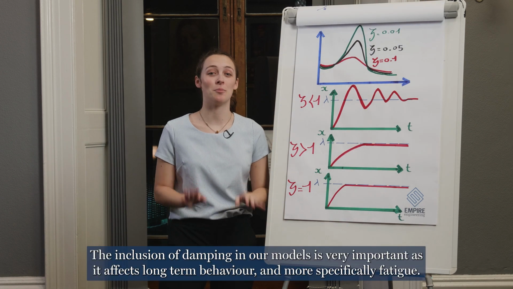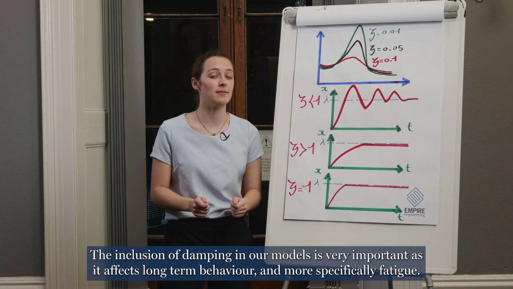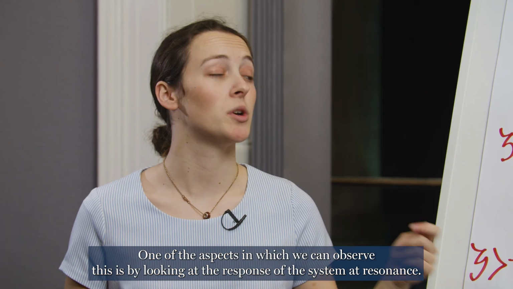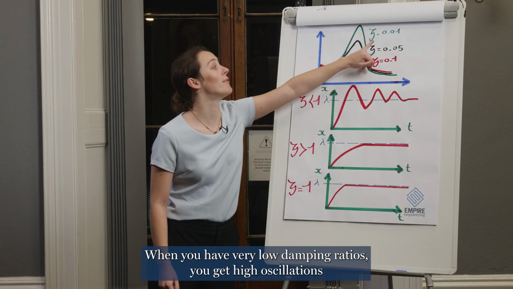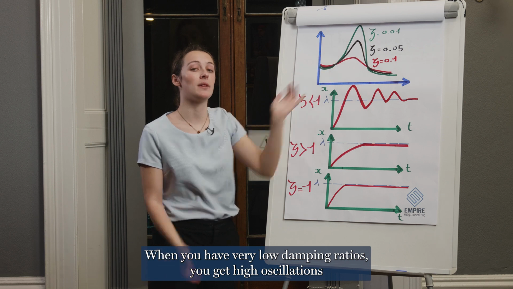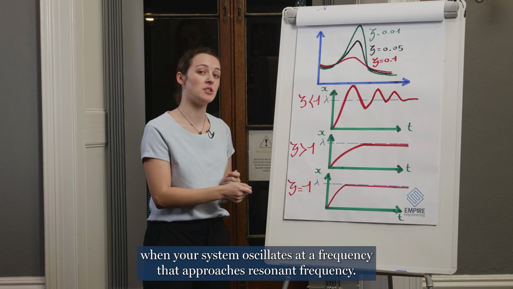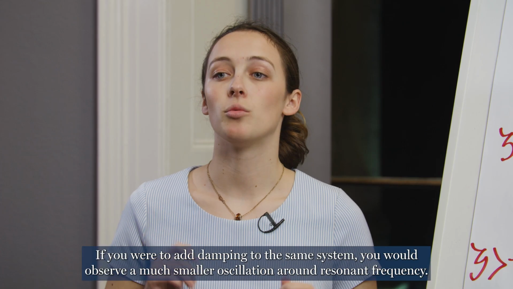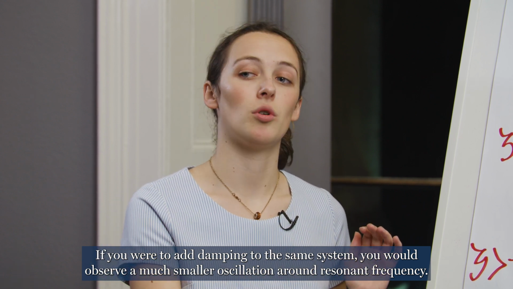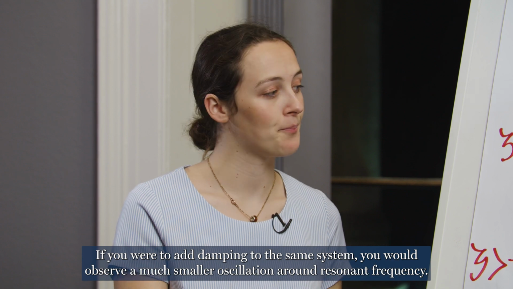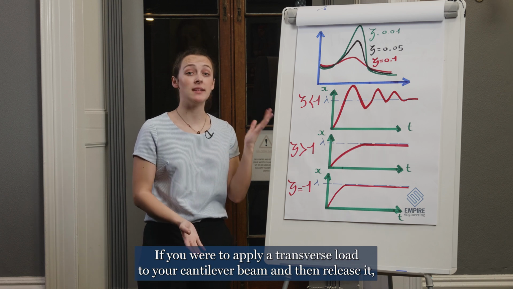The inclusion of damping in our models is very important as it affects long-term behaviour and more specifically fatigue. One of the aspects in which we can observe this is by looking at the response of the system at resonance. When you have very low damping ratios, you get high oscillations when your system oscillates at a frequency that approaches resonant frequency. If you were to add damping to the same system, you would observe a much smaller oscillation around resonant frequency.